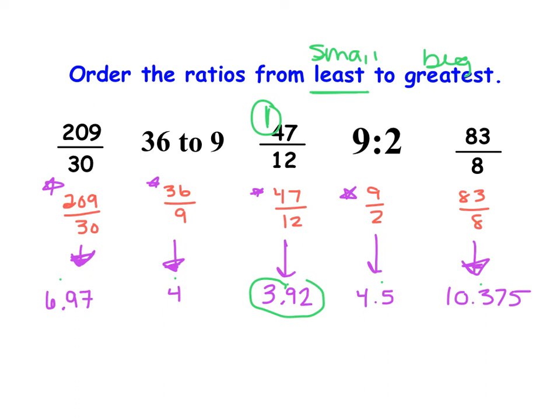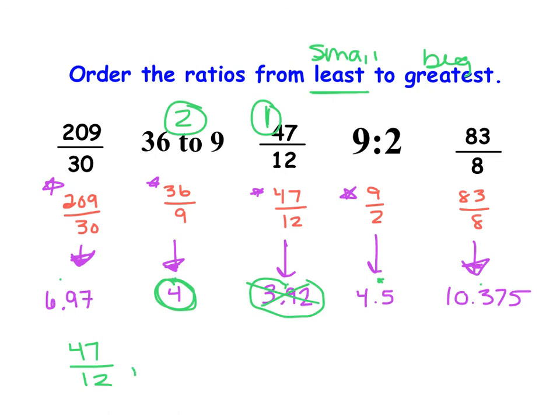So I'm going to go back to my original ratios and write, okay, the first one, the smallest ratio, is 47/12. So then I've taken care of that one. And then I look for the next smallest number, and I see that 2 of them contain a 4. So I have to think, okay, which one of these 2 is smaller? Well, the smaller of those 2 would be 4, because 4.5 would be a little bit bigger. So this ratio of 36:9 is second.